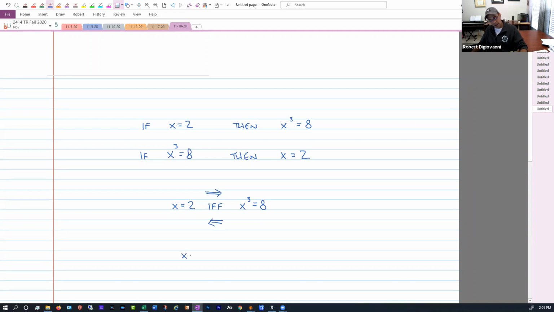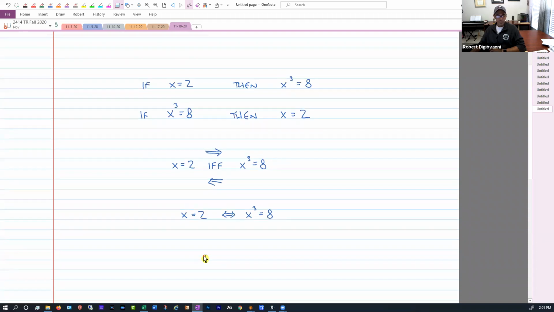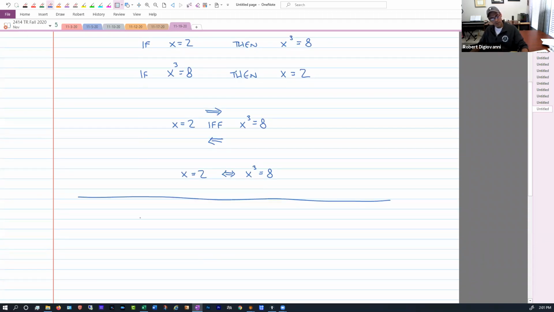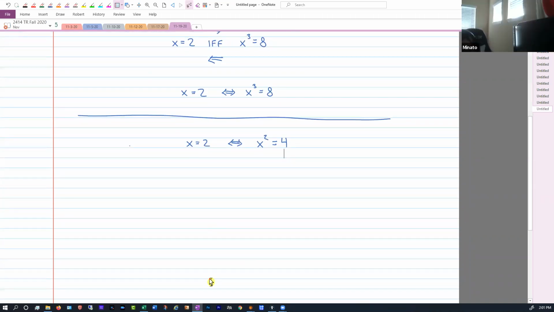And sometimes you'll see that instead. You'll see an implication arrow in both directions like that. And that means that this implies this, but this also implies this. Would this be a true statement or not? x equals 2, implication both ways. Would that be true? Would this be correct for me to write this? Yes. Sure, yes.